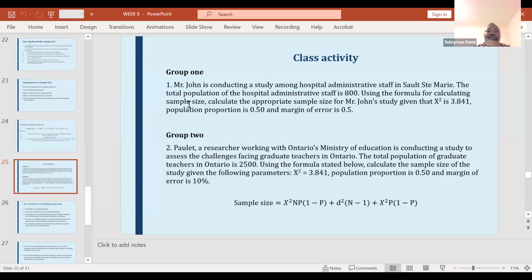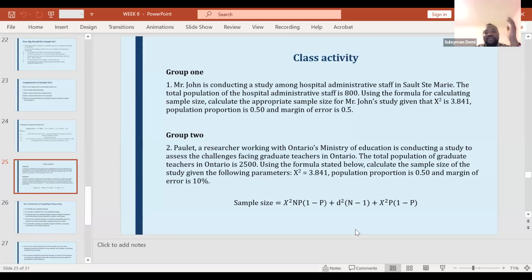So look at it, for example, Mr. John is conducting a study among hospital administrative staff in Susemeri. The total population of the hospital administrative staff is 800. Using the formula for calculating sample size, calculate the appropriate sample size for Mr. John's study given the chi-square is. This one is already given. The population proportion is given. The margin of error is given.